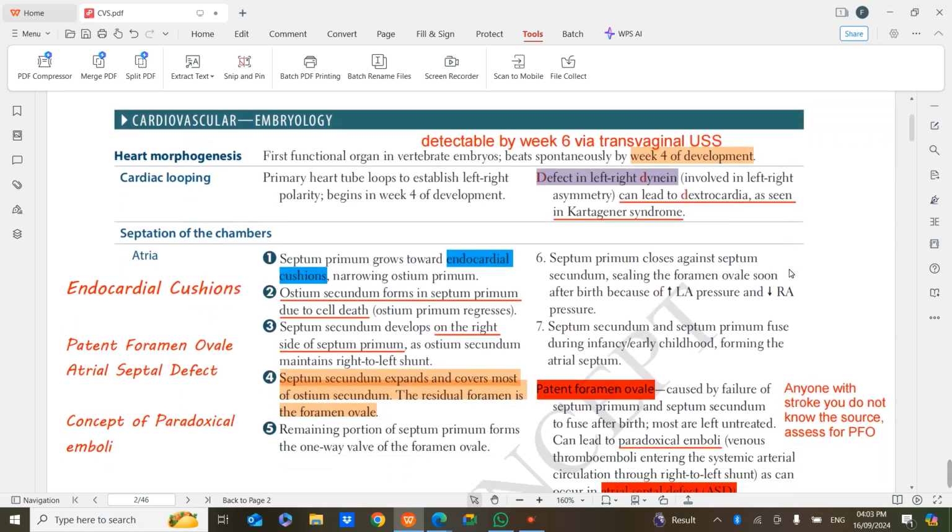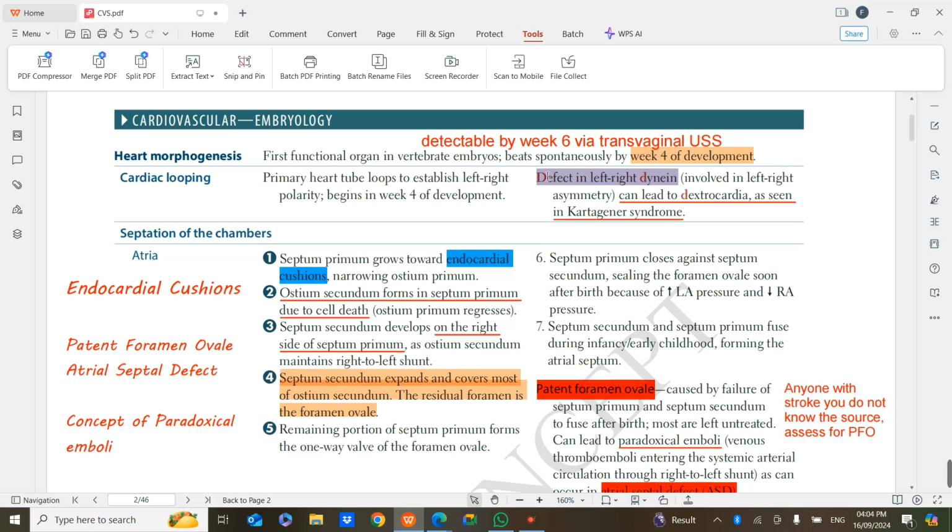So this is the first aspect, the cardiovascular embryology. What do you want to take into the exam with respect to cardiovascular embryology? Number 1 is, at what week do you think the heart is going to start beating? And that is going to be week 4. Very simple question that anyone can answer.